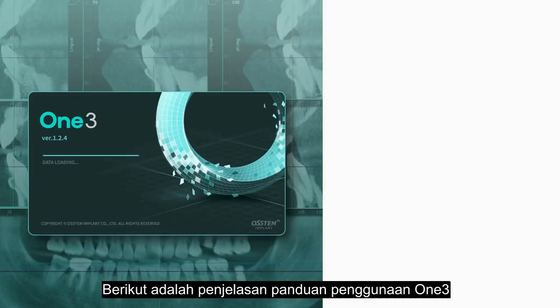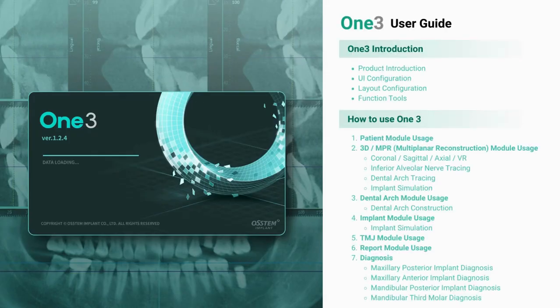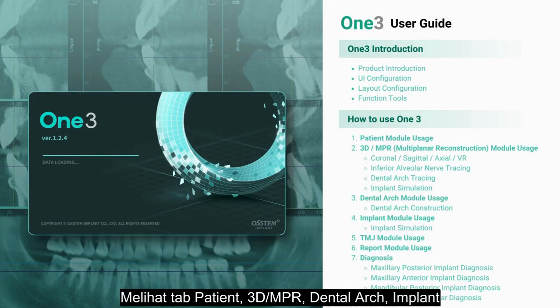The One3 user guide will now begin. How to use the One3, reviewing the tabs: patient, 3D, MPR, dental arch, implant, TMJ, report, reviewing the tabs in the order of diagnosis.